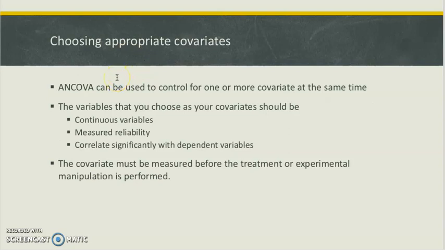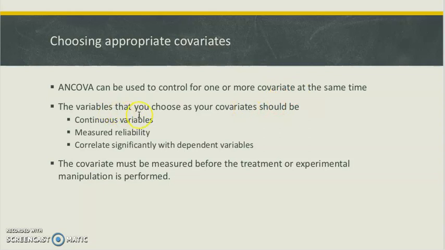So how do we choose appropriate covariates? ANCOVA can be used to control for one or more covariates at the same time. Usually in education, we only have one covariate, but ANCOVA actually can control more than one covariate at the same time.